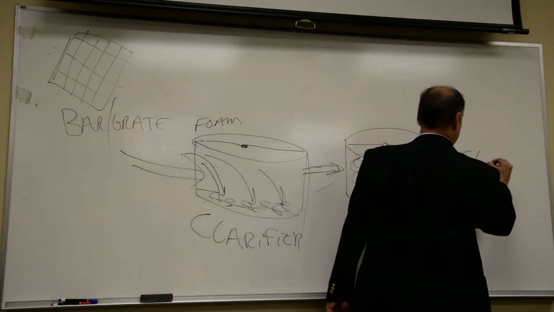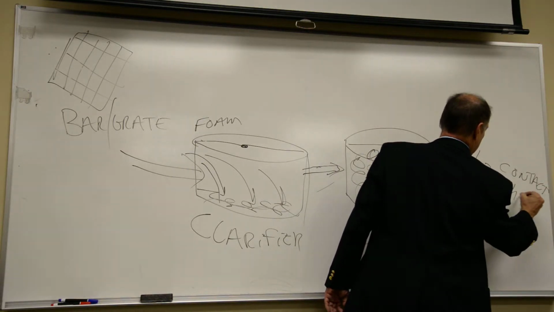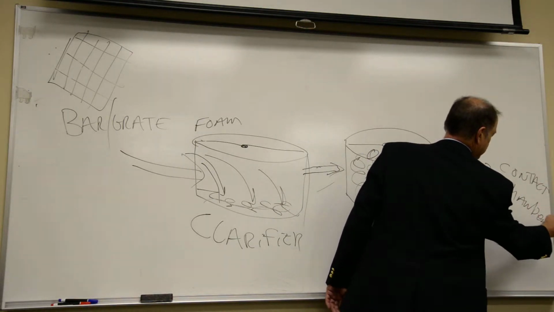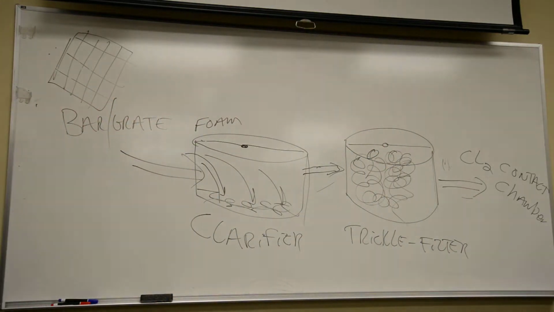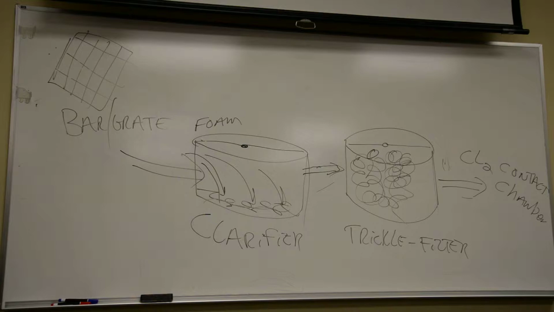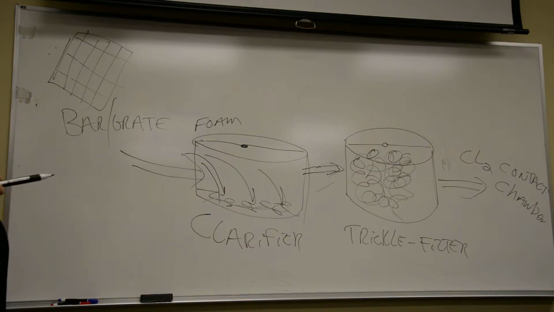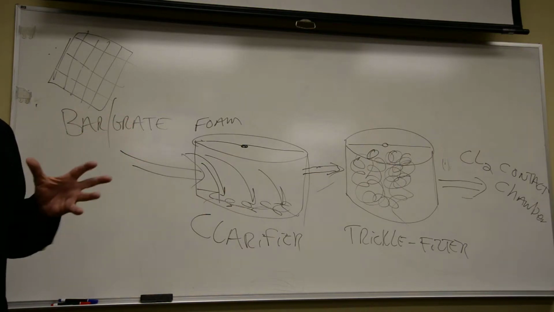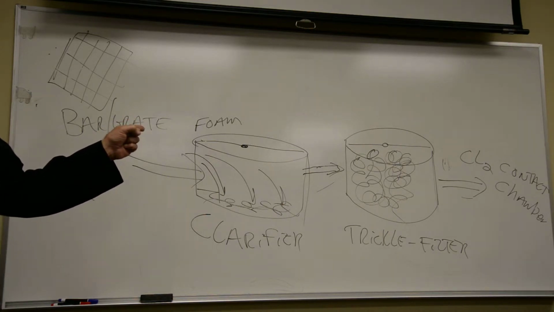It goes into a chlorine contact chamber. Chlorine is added as a disinfectant, and then it can flow back out into the stream. Remember, this is treated sewage. It doesn't have to be treated to drinking water standards. It has to be treated well enough to go into the stream and river and have the river clean it up the rest of the way, like I showed earlier.